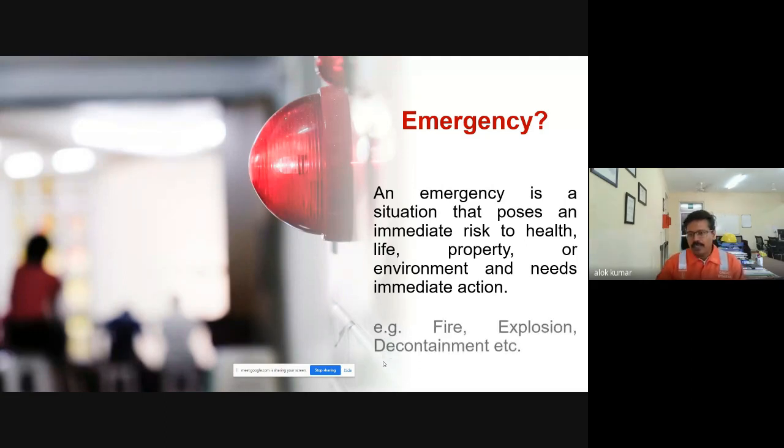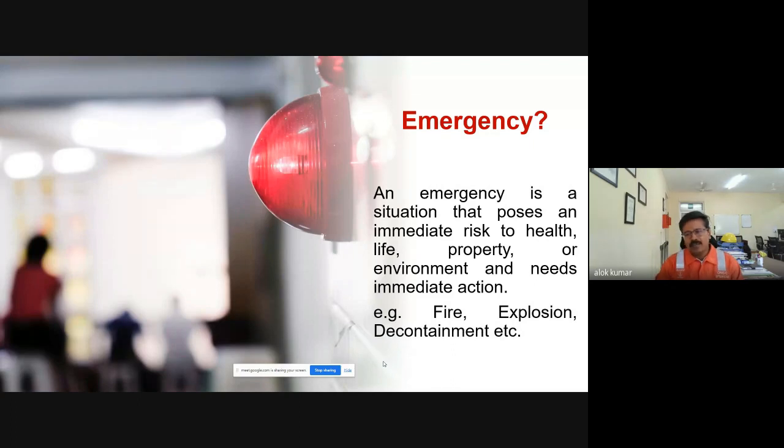Moving on next. For example, emergency is like fire, explosion, decontainment. So आप सभी लोग जानते होंगे फायर क्या होता है, एक्सप्लोजन क्या होता है, decontainment क्या होता है.